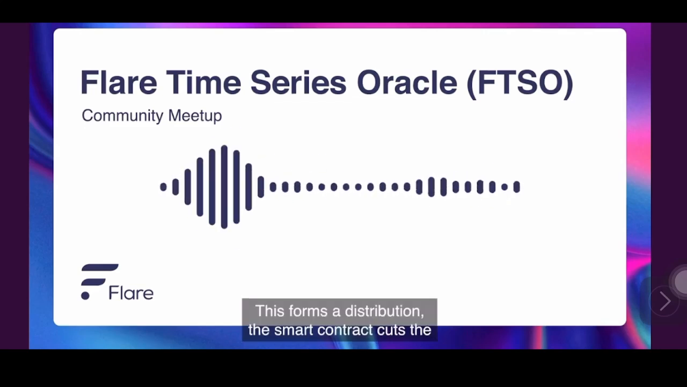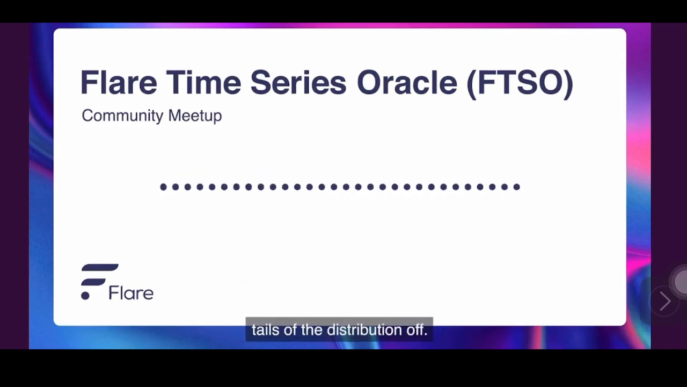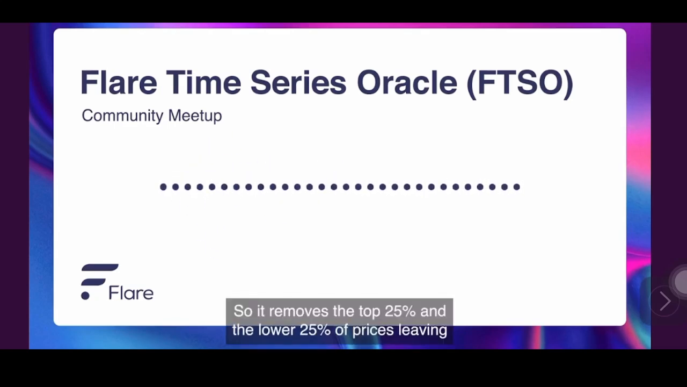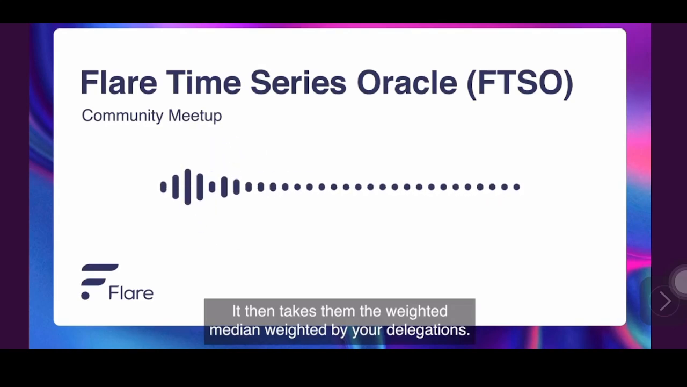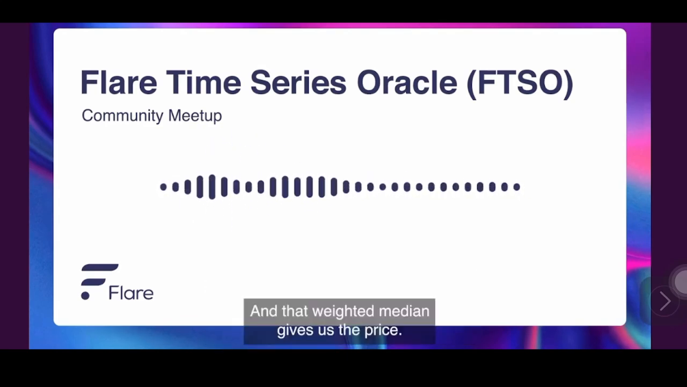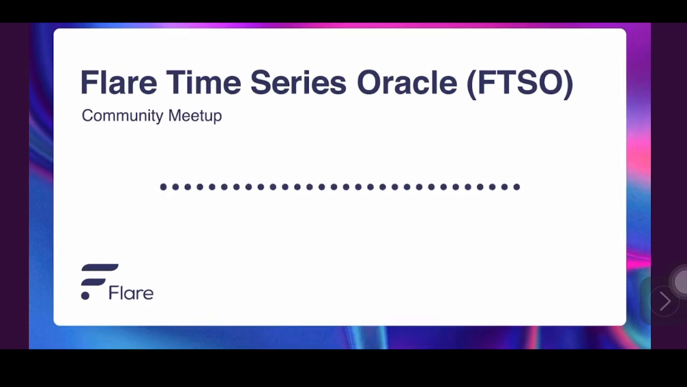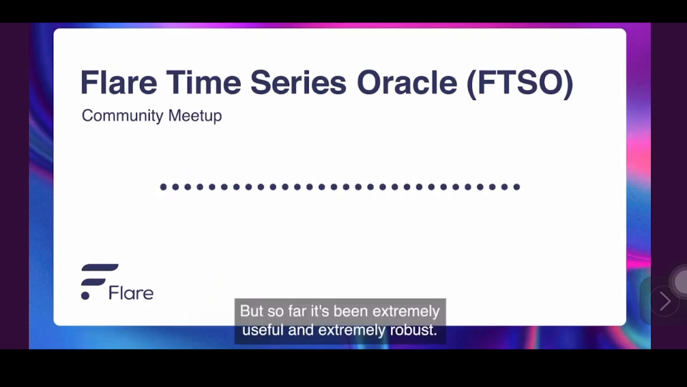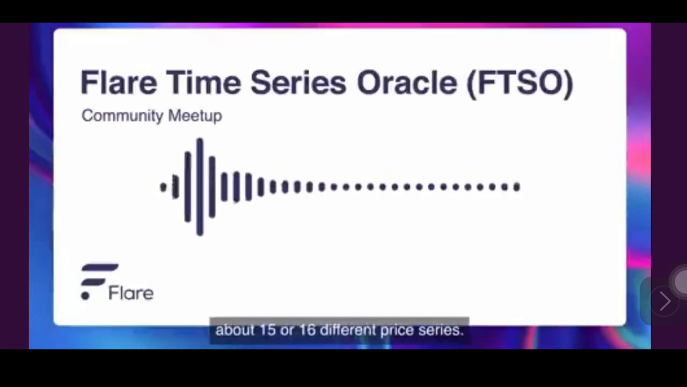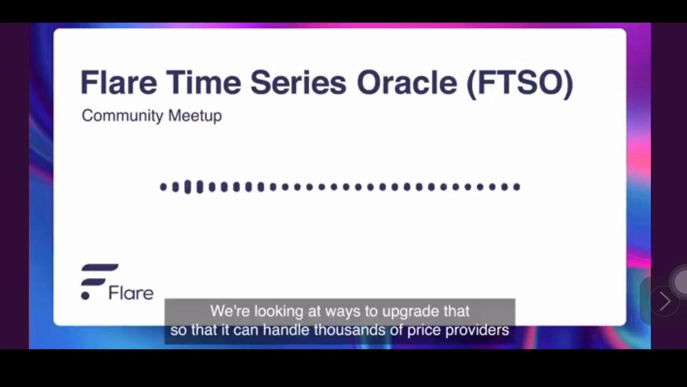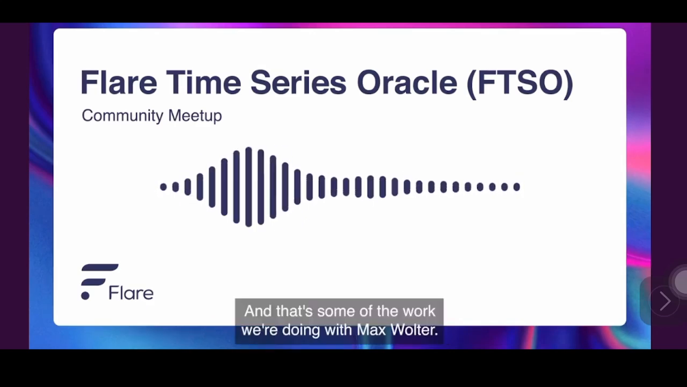This forms a distribution. The smart contract cuts the tails of the distribution off. So it removes the top 25% and the lower 25% of prices, leaving the 50% in the middle. It then takes the weighted median, weighted by your delegation, and that weighted median gives us the price. It sounds simple, but there's a lot of game theory in it. But so far, it's been extremely useful and extremely robust. The system currently handles about 100 data providers and about 15 or 16 different price series. We're looking at ways to upgrade that so it can handle thousands of price providers and thousands of price series. And that's some of the work we're doing with Max Walter.